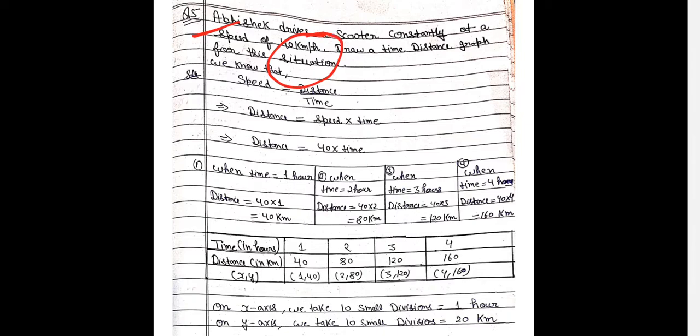Okay, the speed of the scooter is 40 km per hour. Draw a time-distance graph for the situation. You have to draw the graph that shows the relation between time and distance.